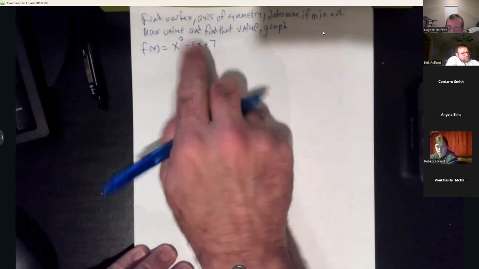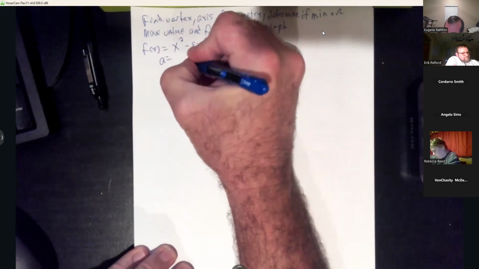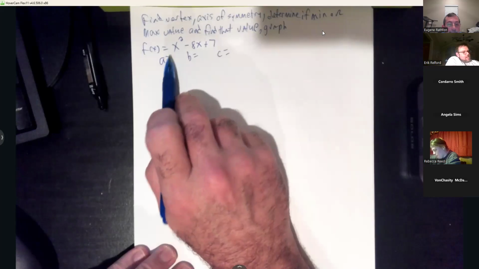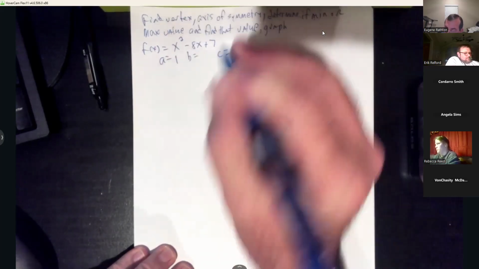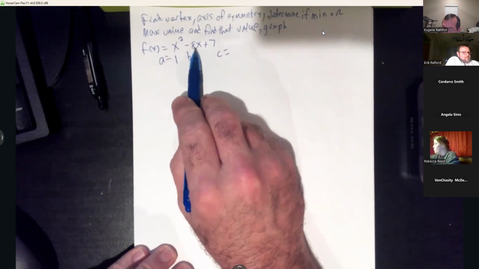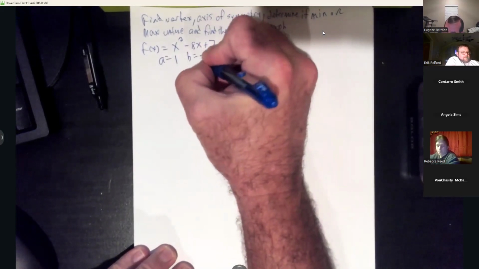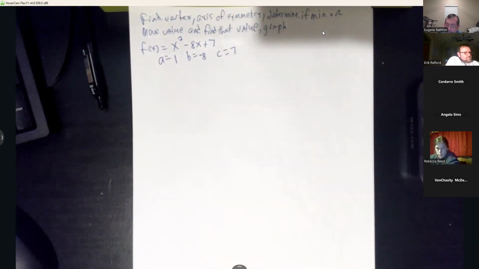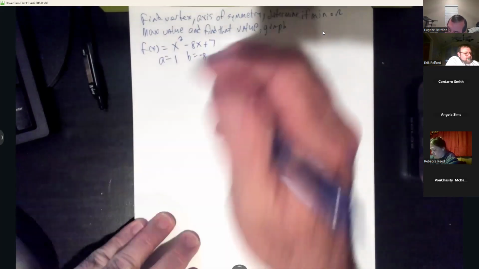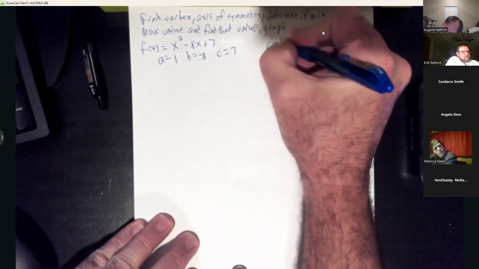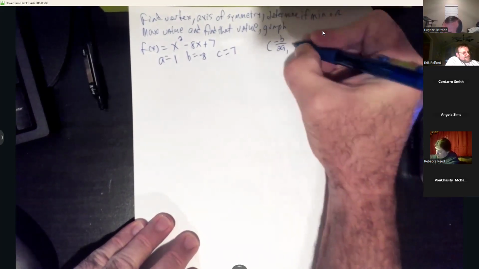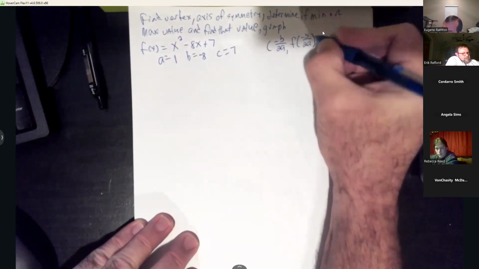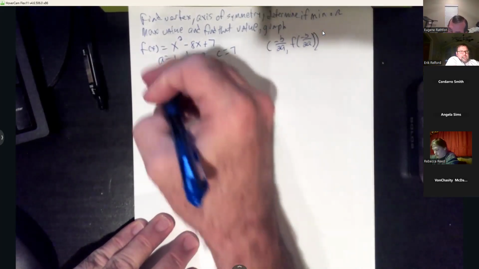Now, here's my equation. We need to find A, B, and C. Since there's not a number in front of x squared, that automatically makes A a 1. B is in front of the x, so that's going to be -8. C is that last number, which is going to be 7. So now I know my vertex formula is -b over 2a, and then f of -b over 2a. So let me get the x value first.